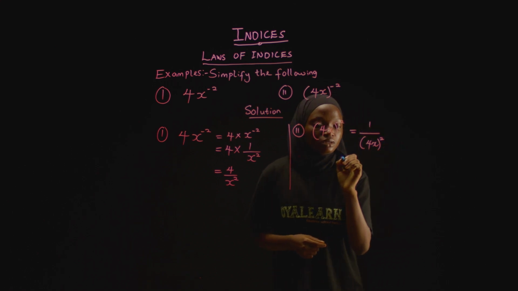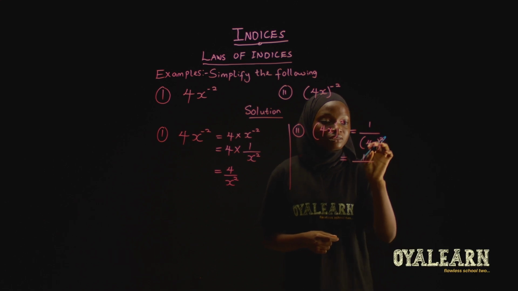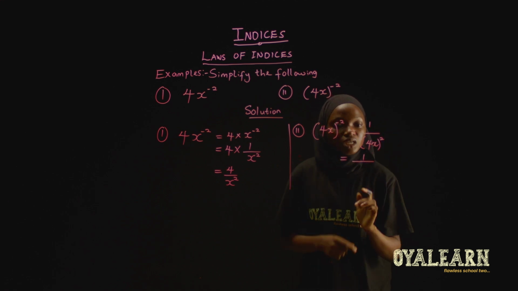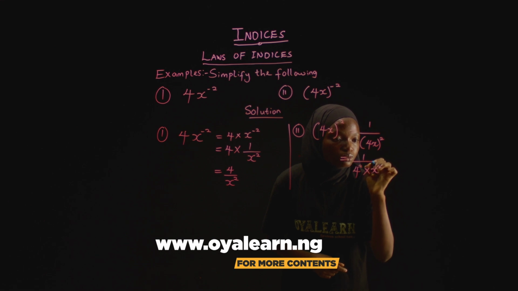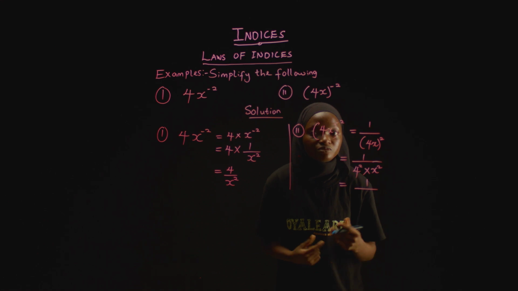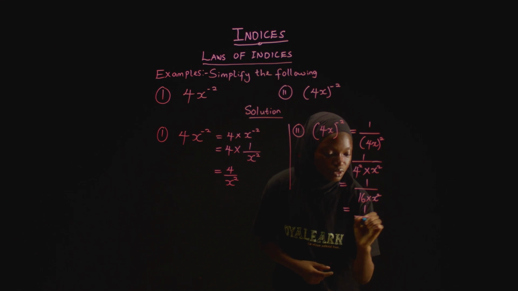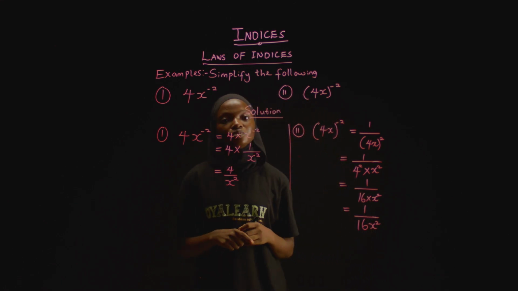which is equal to 1 over, when you have expressions multiplying each other in the brackets and a power outside, this is the same thing as having 4 raised to the power 2 times x raised to the power 2. And this becomes 1 over 4 raised to the power 2, that means 4 times 4, 16, times x raised to the power 2. It becomes equal to 1 over 16x squared. And that's how to solve the expression. Thank you.